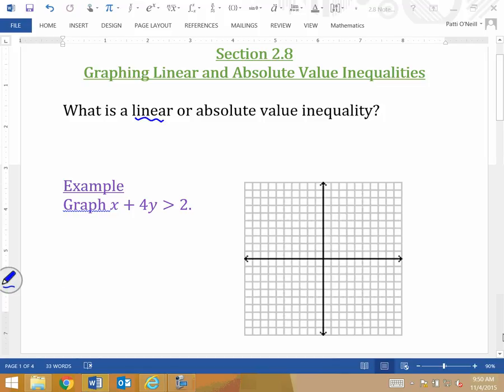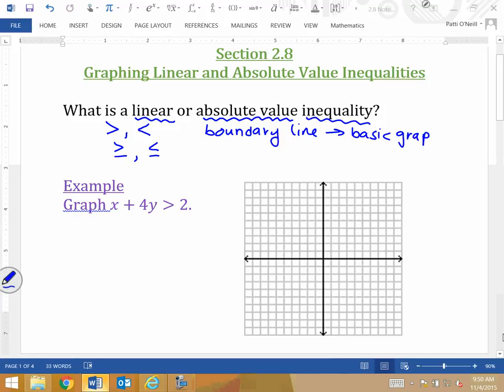So the first thing we're going to quickly talk about is the difference between linear and absolute value equations and inequalities. The big thing here is that we're going to deal with greater than, less than, greater than or equal to, and less than or equal to signs in our examples, which means that we're going to have what's called a boundary line, which is the basic graph. And we need to determine if it's going to be dashed.